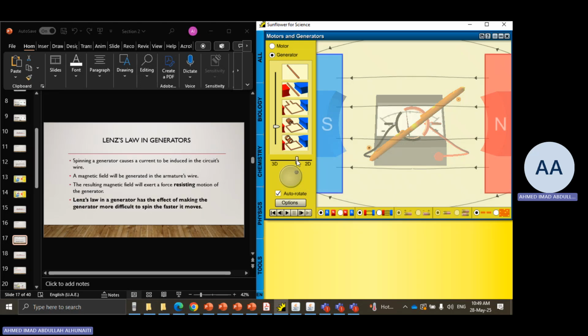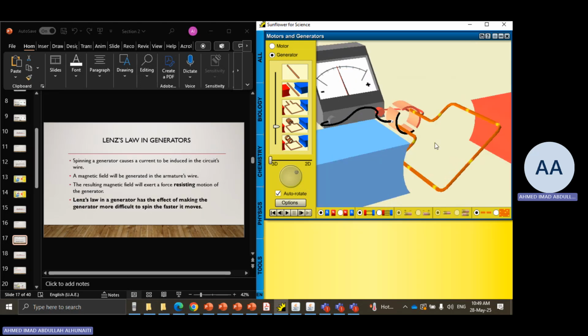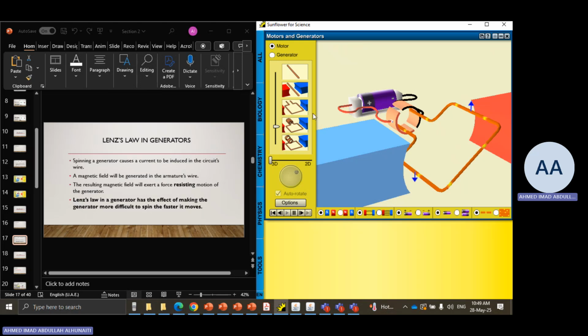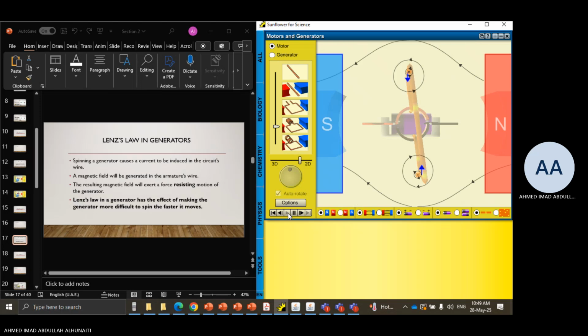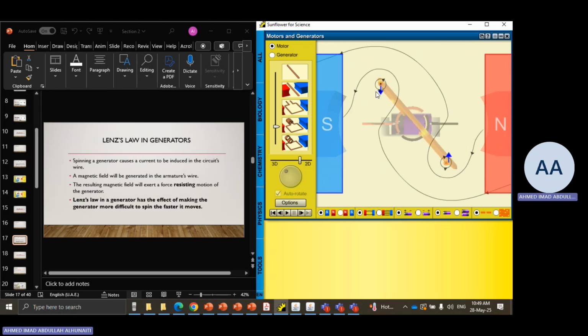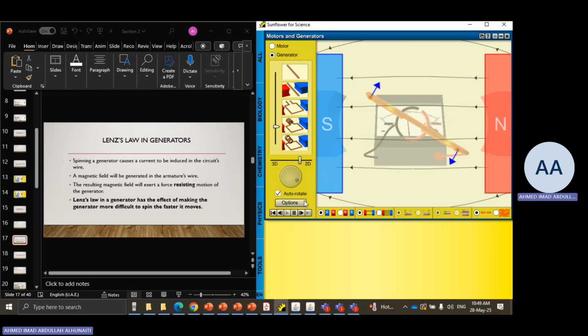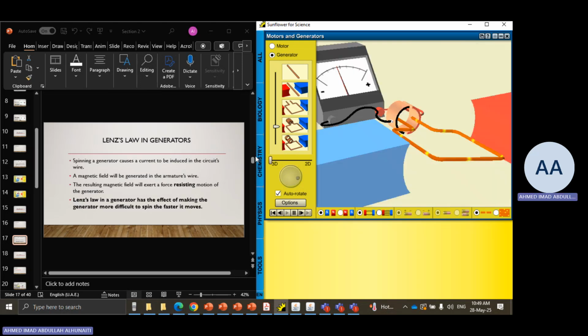If we go to a 2D perspective, it doesn't show, unfortunately. So now we have a current flowing through the wire. This current flowing through the wires will induce a new magnetic field. So now we have two magnetic fields: the one from the permanent magnets and the one as a result of the current flowing through the wire. The resulting magnetic field will exert a force resisting motion of the generator.